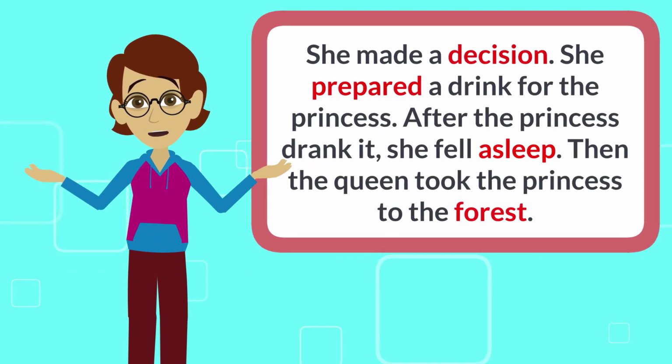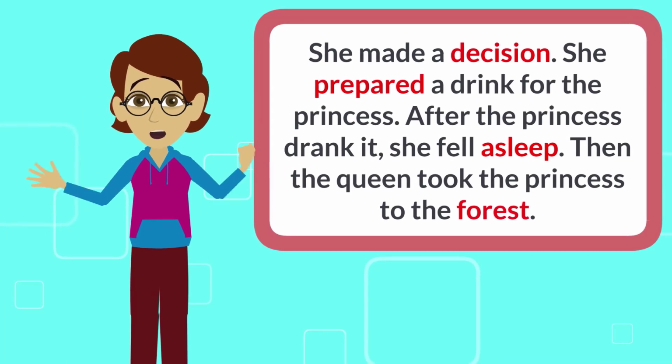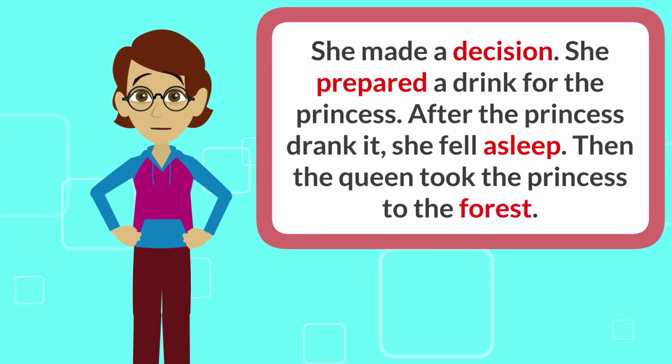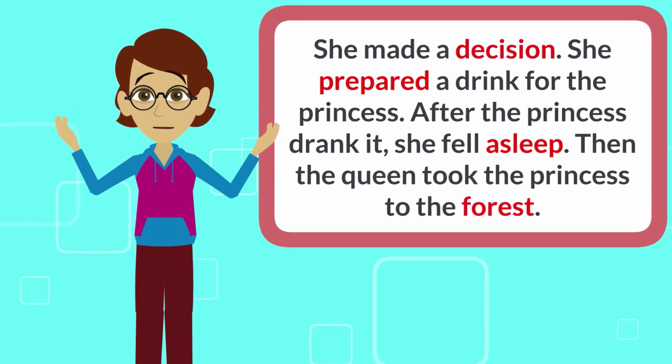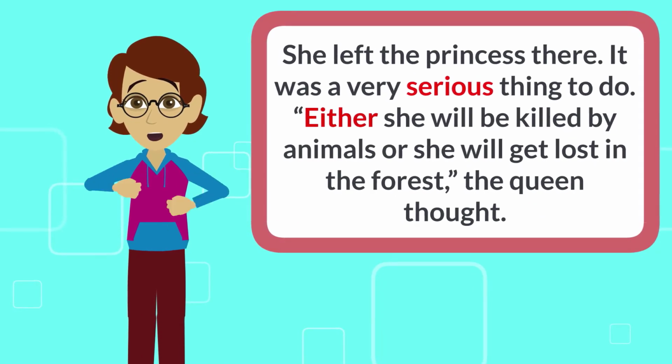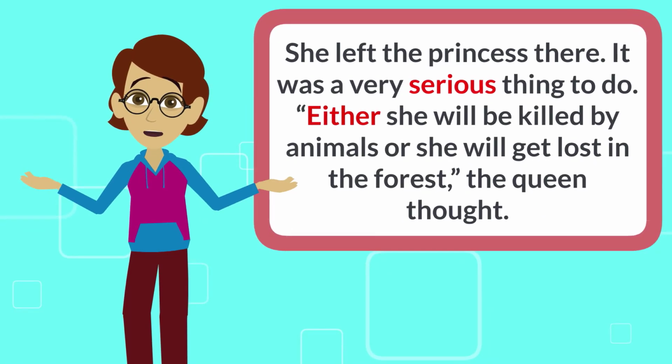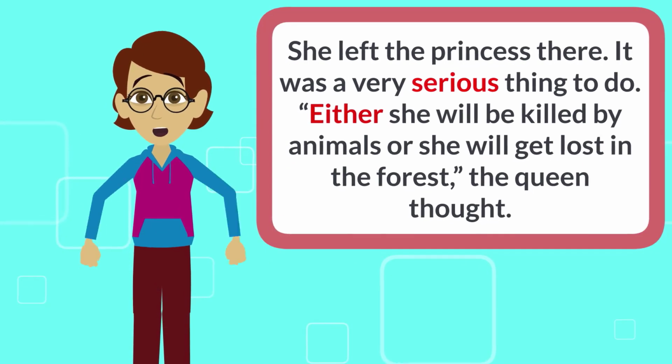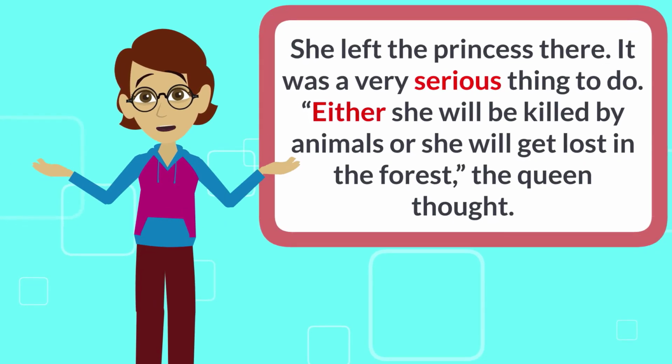She prepared a drink for the princess. After the princess drank it, she fell asleep. Then the queen took the princess to the forest. She left the princess there. It was a very serious thing to do. "Either she will be killed by animals or she will get lost in the forest," the queen thought.